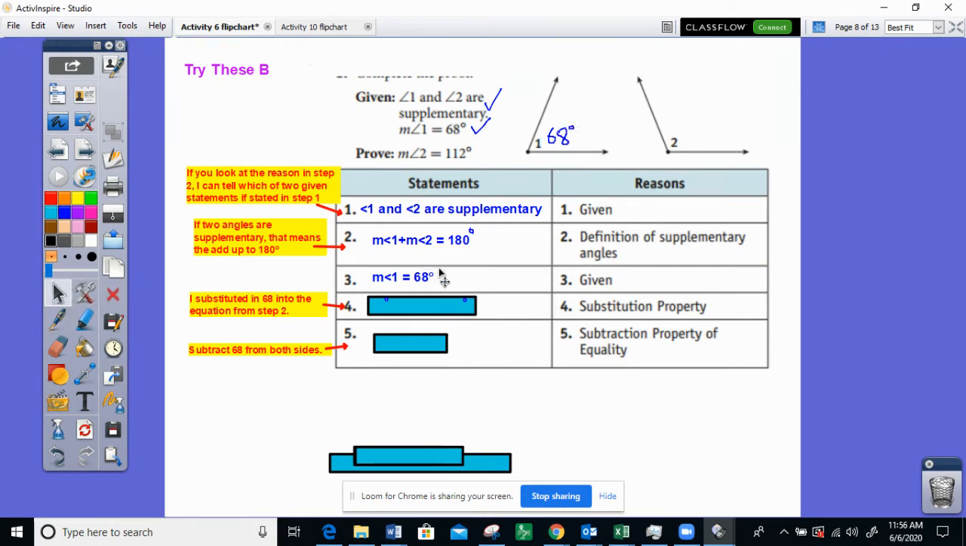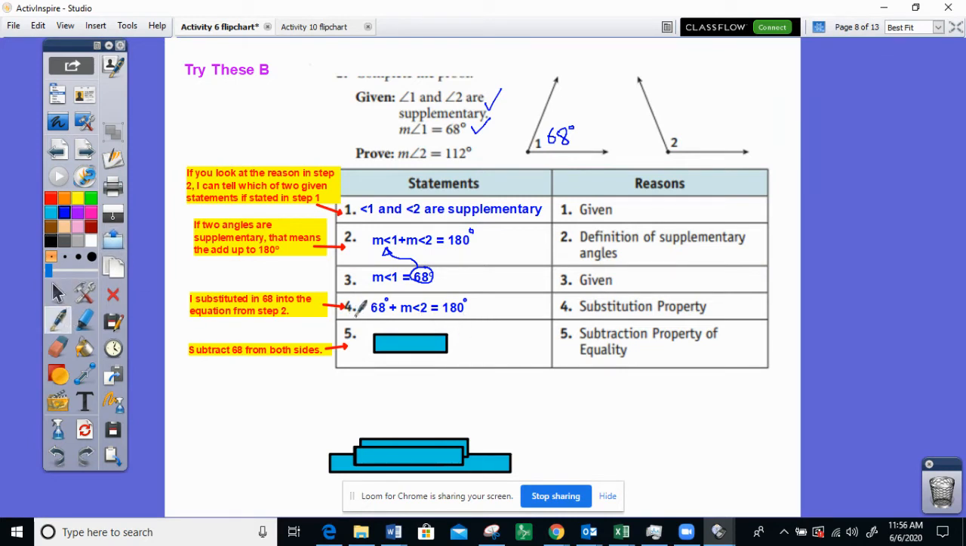But now we're going to do the substitution property. Remember what the substitution property says? It says if the measure of angle 1 equals 68 degrees, then anywhere I see the measure of angle 1, I can substitute, I can plug in 68 degrees. So we're going to substitute 68 degrees in for the measure of angle 1 in that step 2 equation, and we're going to get 68 degrees plus the measure of angle 2 equals 180 degrees.